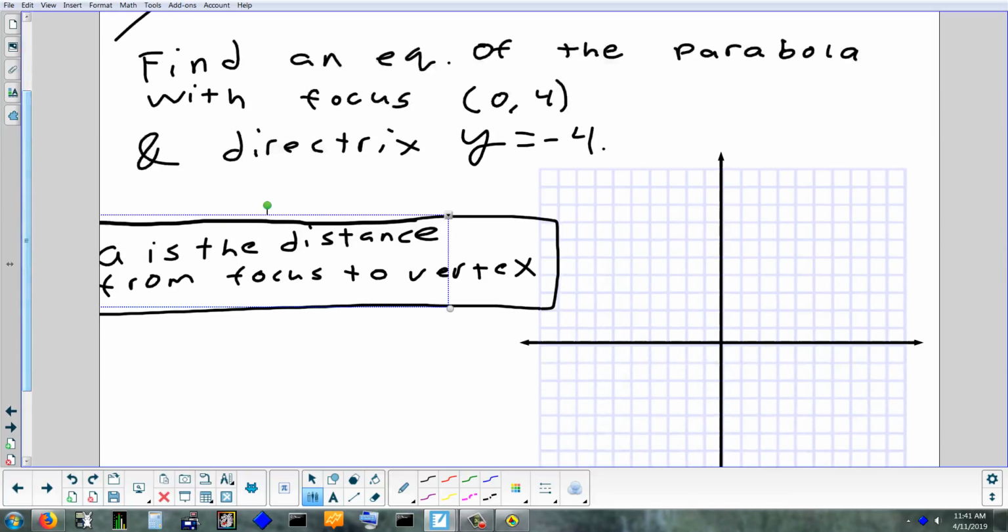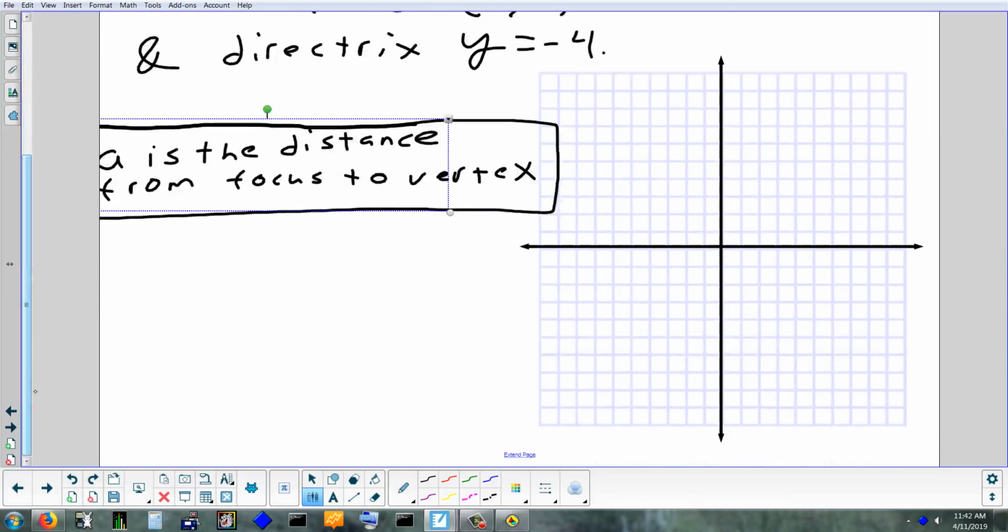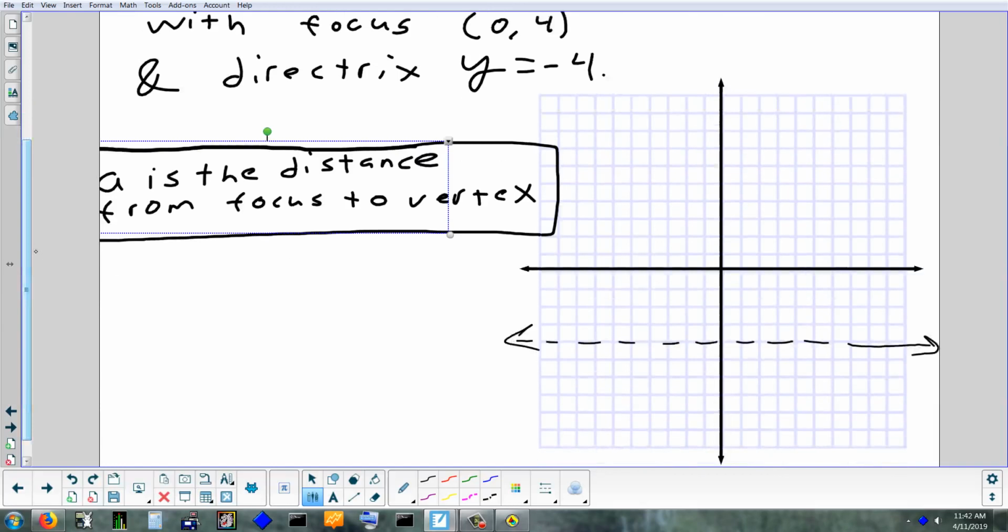The directrix is at -4. How would I draw y equals -4? What kind of line is that? Horizontal, because it's y equals what number? -4. 1, 2, 3, 4. There's my directrix. Where's my focus? 0, 4. 0, 1, 2, 3, 4.